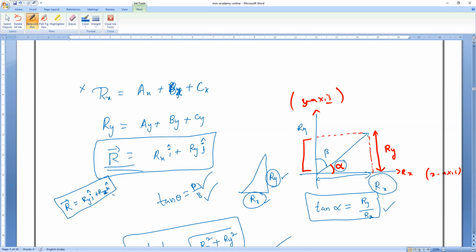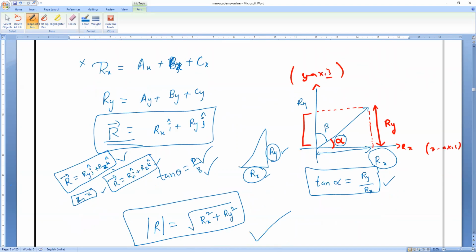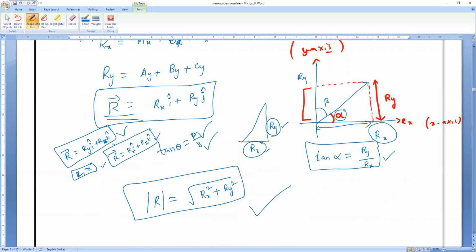For example, if only the z direction and x direction are there, then the resultant is Rx i cap plus Rz k cap. Always two directions. Because the resultant of two vectors is always opposite to, or perpendicular to, these two. So always remember this.